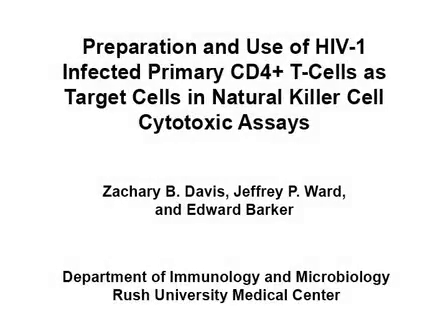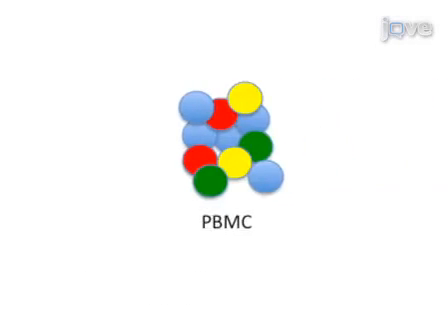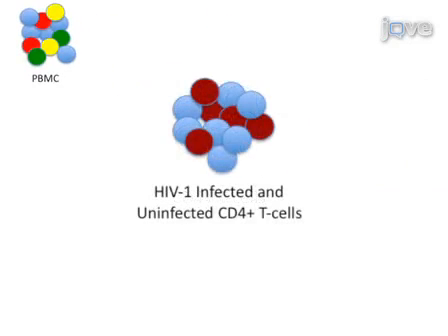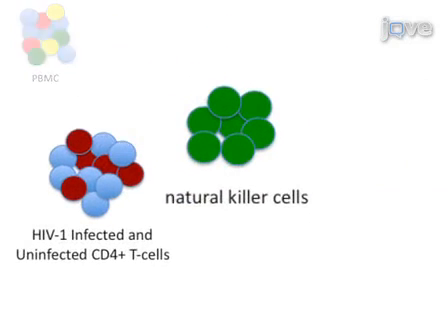The overall goal of this procedure is to evaluate the NK cell's cytotoxic response to HIV-1 infected cells. This is accomplished by first isolating and infecting CD4 positive T cells from venous blood. Then, natural killer cells are isolated from the same donor.